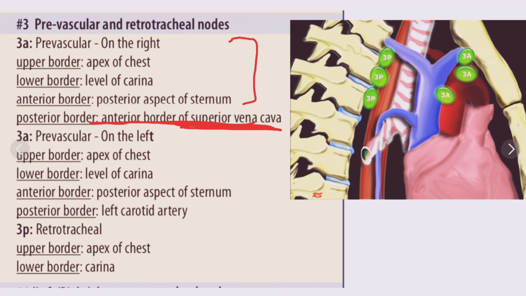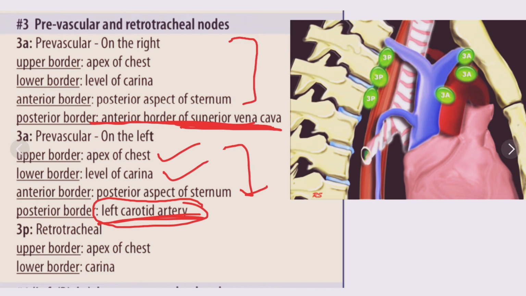While on the left side, the upper border is made by the apex of the chest, the lower border by the level of the carina, and the anterior border by the posterior aspect of the sternum, and the posterior border is made by the left carotid artery. This is different. And there is a 3P. What is 3P? 3P is retrotracheal or prevertebral.